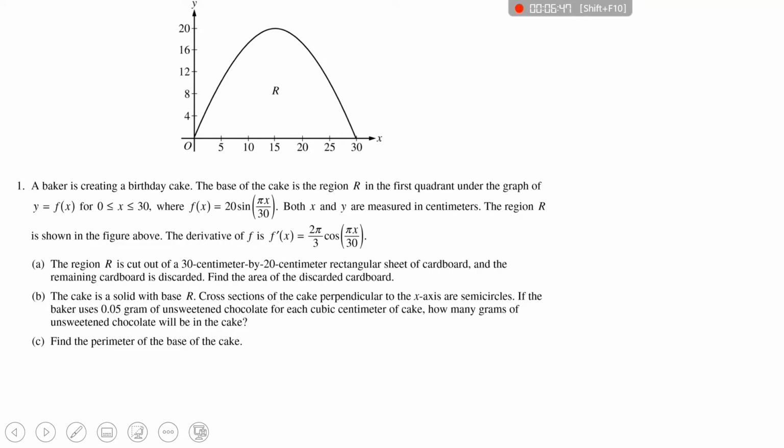So we've got a baker making a birthday cake. The base of the cake is this region R in the first quadrant under the graph of f of x from 0 to 30, where f of x is 20 sine pi over 30 x. Both x and y are measured in centimeters. The derivative of f is also given as 2 pi thirds times cosine pi 30ths x. If this region R is cut out of a 30 by 20 centimeter rectangular sheet of cardboard, and the remaining cardboard is discarded, find the area of the discarded cardboard.